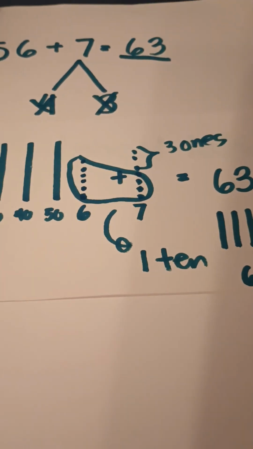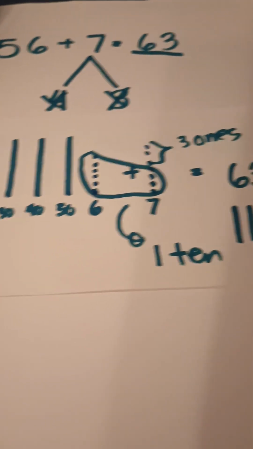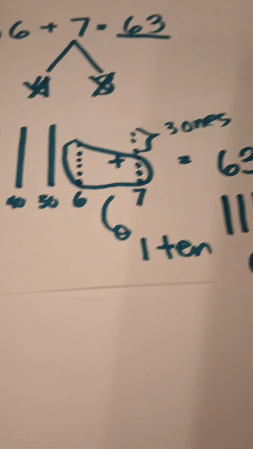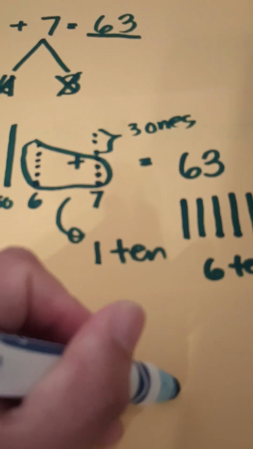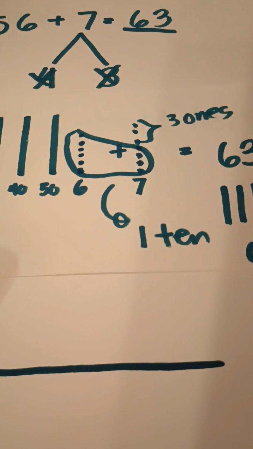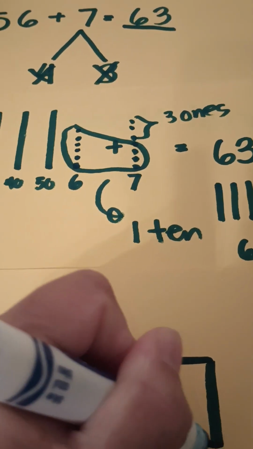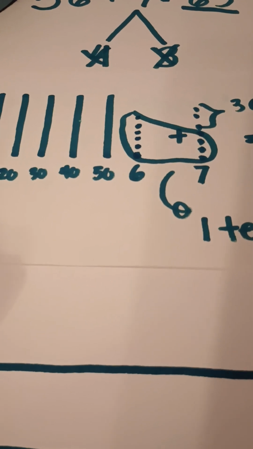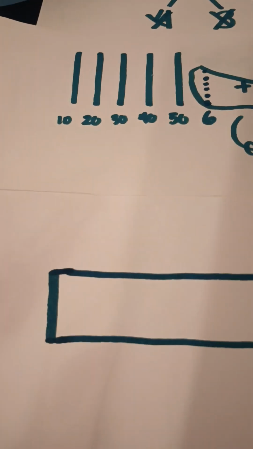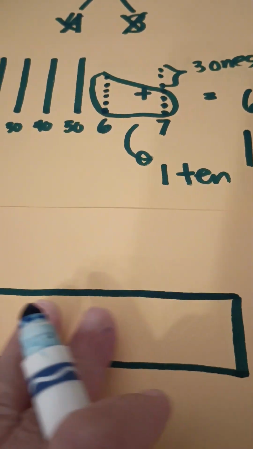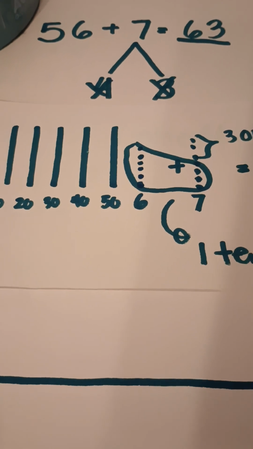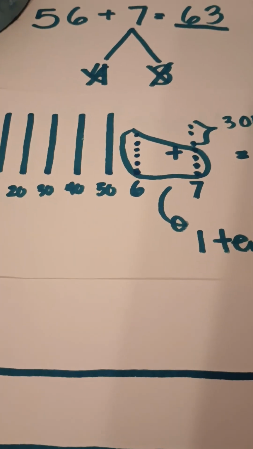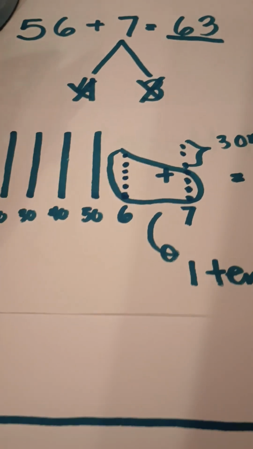Okay, now I'm going to represent 56 plus 7 using a strip diagram. We also call this a Singaporean method, model drawing. I'm drawing this unit bar. This is your whole. And to represent 56 plus 7, let's go back to the concept of addition.